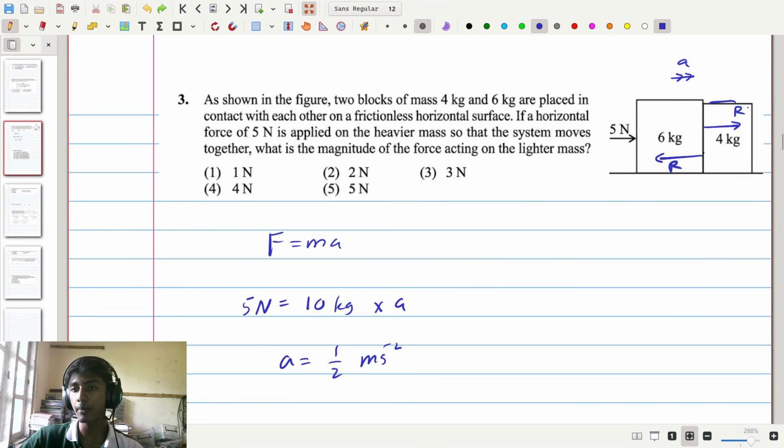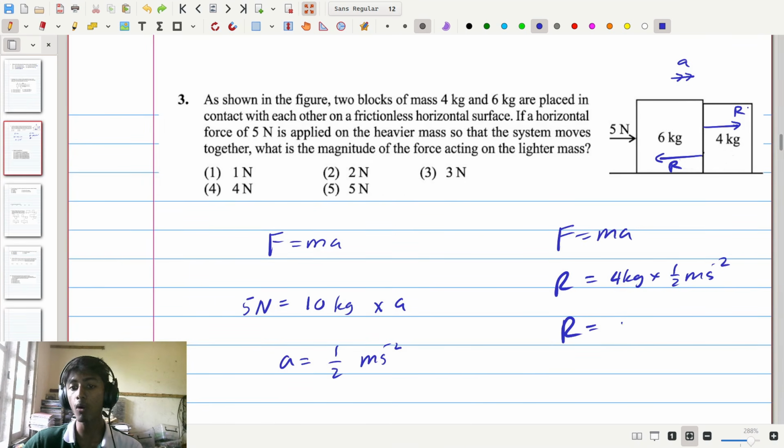Now if the second block is accelerating like this with 1.5 meter per second squared acceleration with a force R, then if we apply F equals ma to that block only, we should get R equals 4 kilograms times 1.5 meter per second squared, which gives us that the reaction R is equal to 4 divided by 2, or 2 newtons.